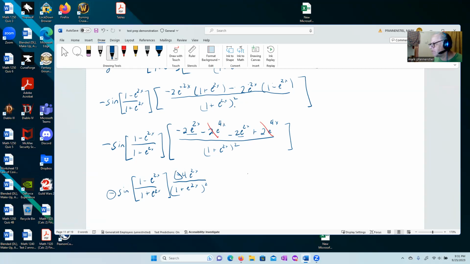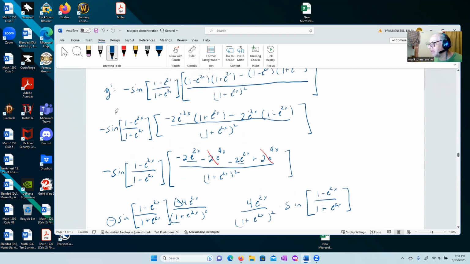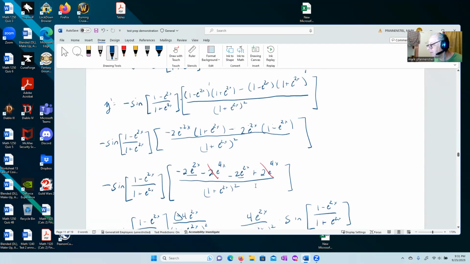So we're just going to say this is 4e to the 2x over 1 plus e to the 2x all squared, times the sine of what we started with: 1 minus e to the 2x over 1 plus e to the 2x. And I think that's all we have to go with that. I think there's nothing else to say.